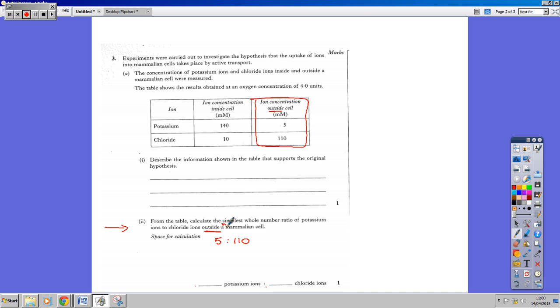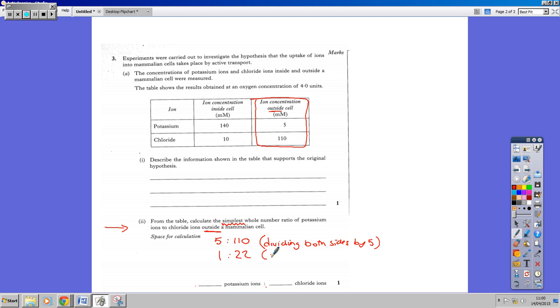However, this is not the simplest whole number ratio. This is a whole number ratio, but it's not the simplest. So we can simplify this by dividing both sides by 5. If I divide 5 by 5, I get 1, and I divide 110 by 5, I get 22.